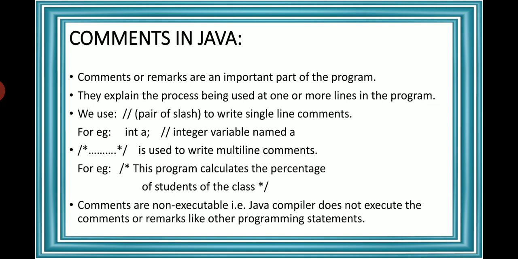There are two ways. First, you can write a double slash, like the pair of slashes, so it means single line comments. For example, you can see I have written int a, then I have written double slash integer variable name a. So it means I have written the statement int a, and then I have explained the meaning of this statement by writing double slash. Double slash means it is a single line comment.